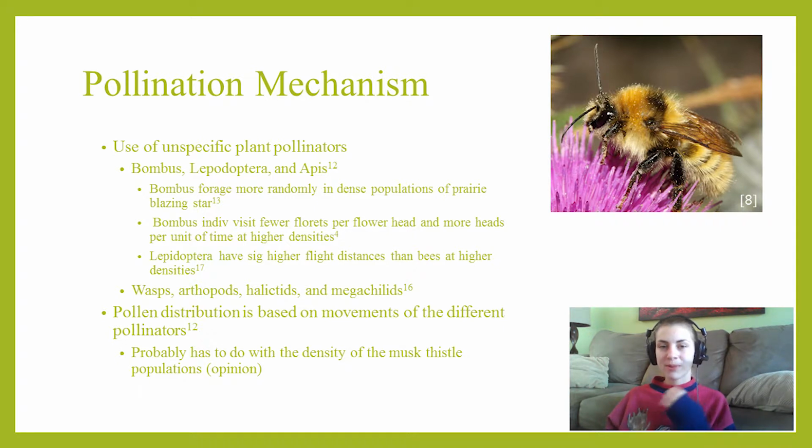And in my opinion, this probably has to do with the density of the musk thistle populations. So higher density populations will probably have higher movement of pollen than lower density ones.